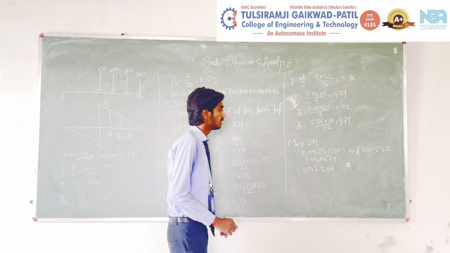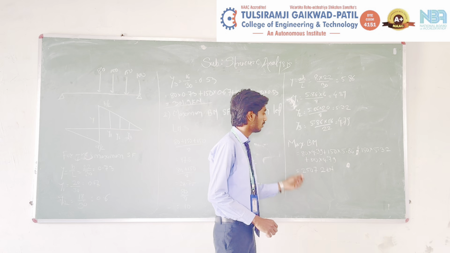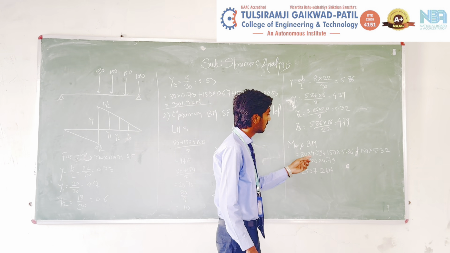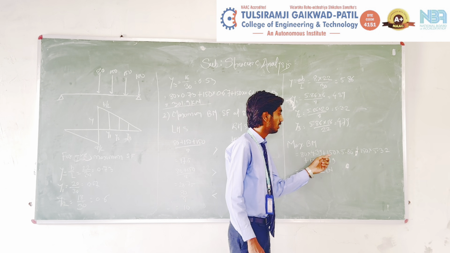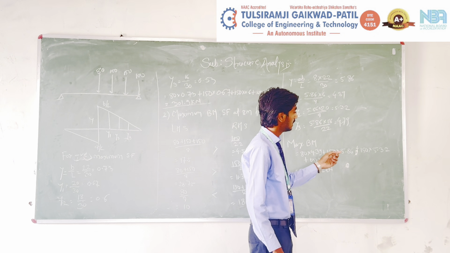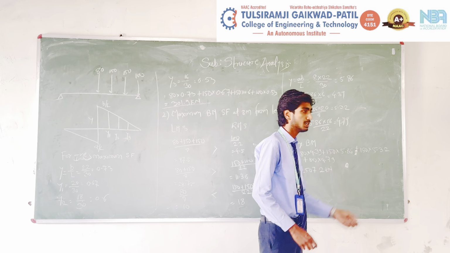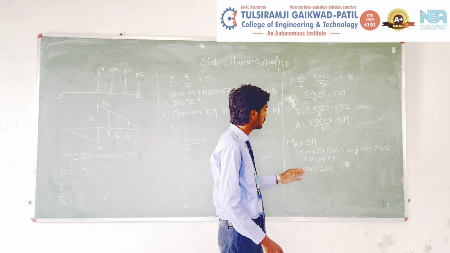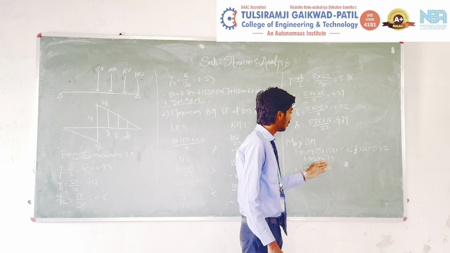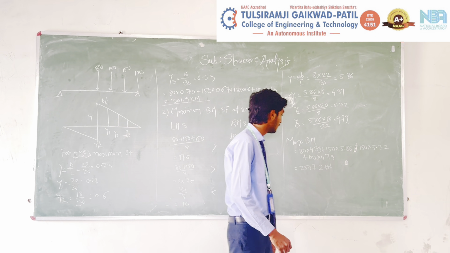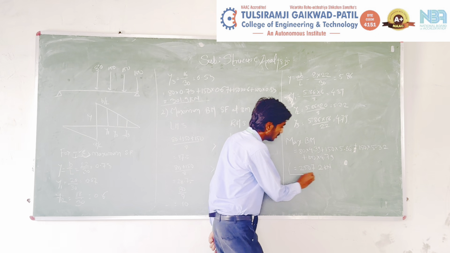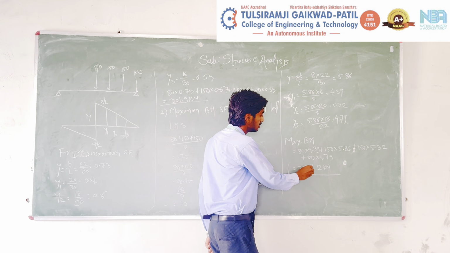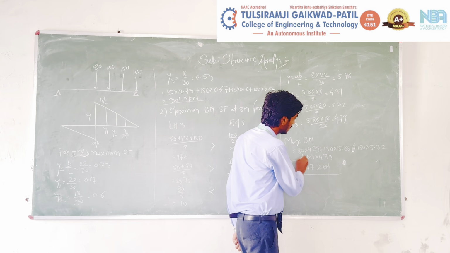Now we put the values in the maximum bending moment formula. For maximum bending moment, 80 multiplied by 4.39 plus 150 multiplied by 5.86 plus 150 multiplied by 5.32 plus 100 multiplied by 4.79, and we get the final answer 2507.2 kilonewton.